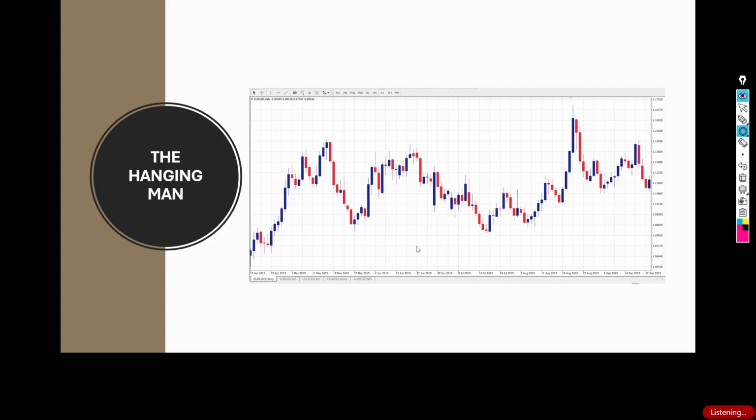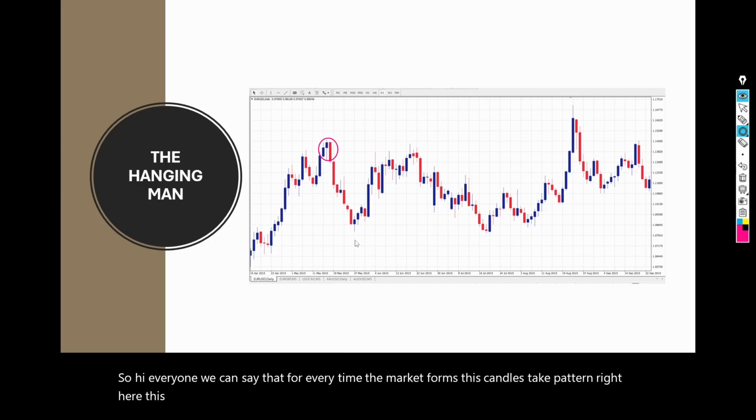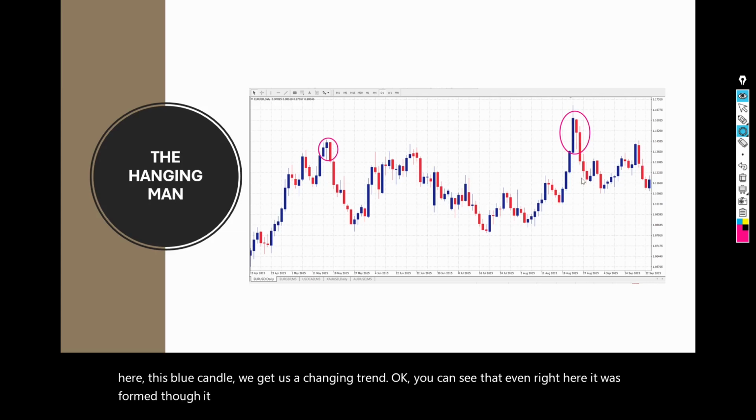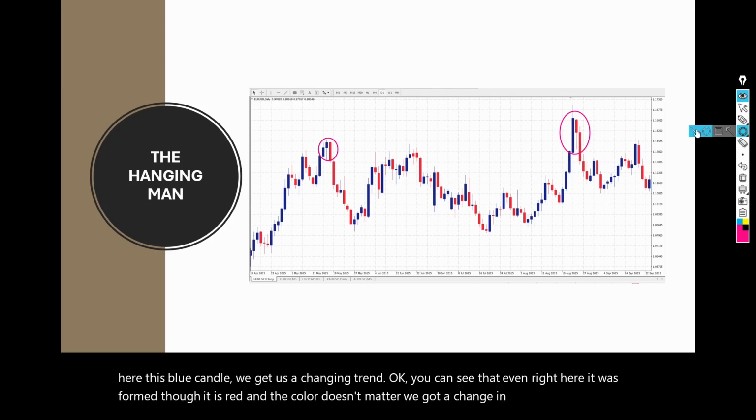So hi everyone, we can see that every time the market forms this candlestick pattern right here, this blue candle, we get a change in trend. Even right here it was formed, though it is red and the color doesn't matter, we got a change in trend. So what does this come to signify?